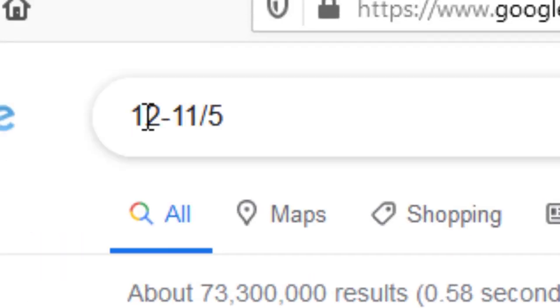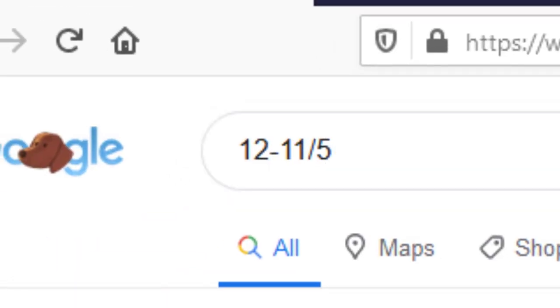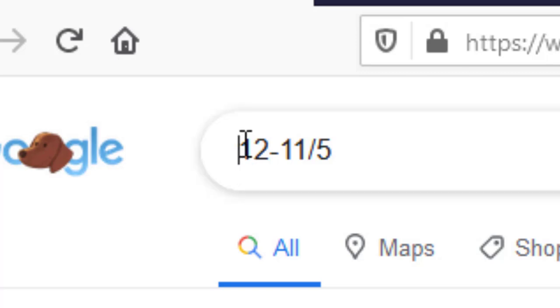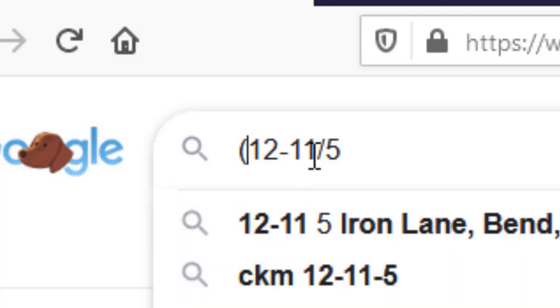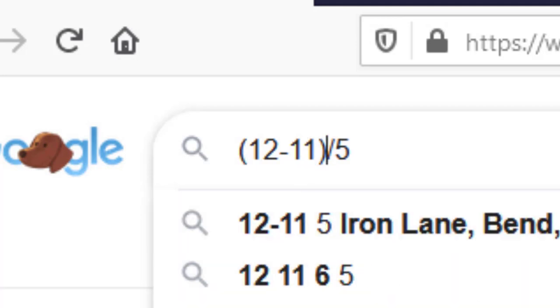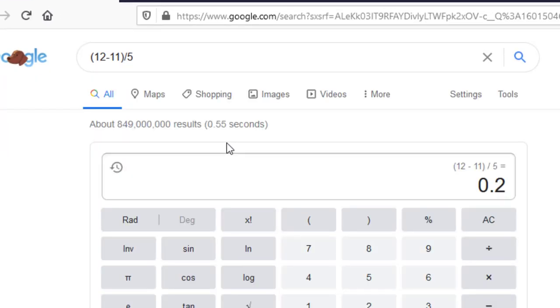Because when you put that expression into Google up here, Google doesn't know that you're supposed to do 12 minus 11 first in the fraction bar. You have to tell it. It thinks, by doing order of operations, that 11 divided by 5 has to go first. In order to correctly put the operations in the order you want them to be, you have to force it up here by placing the 12 minus 11 in parentheses, which will then give you the correct value of 0.2. And you can see how Google puts those parentheses in there.